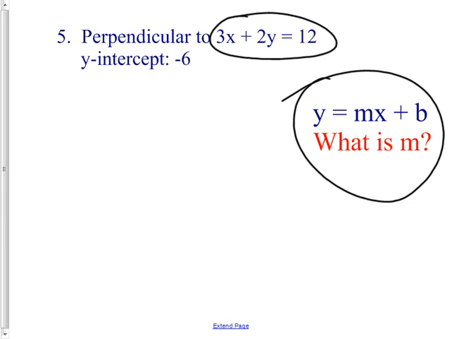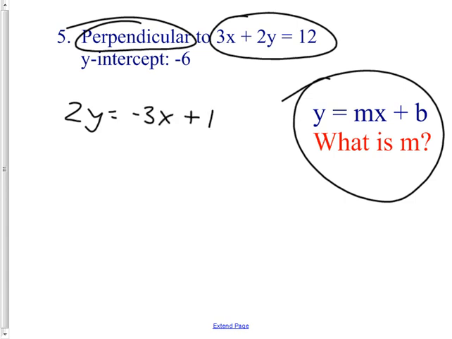All right, hold on. Oh, it's perpendicular to. Ah, I wasn't flipping it over. Boo. All right, so, sorry. I better do this one myself. So I'm going to subtract 3x from both sides. I have 2y equals negative 3x plus 12. Sorry, I told a lot of you the wrong thing.